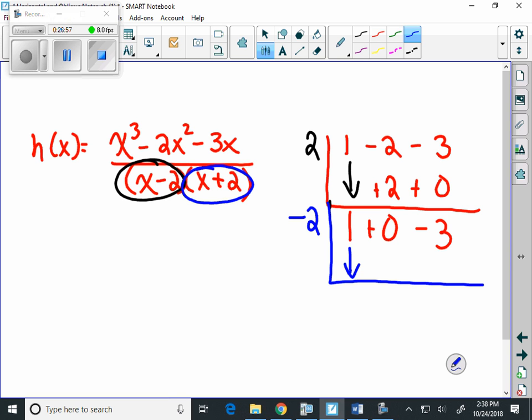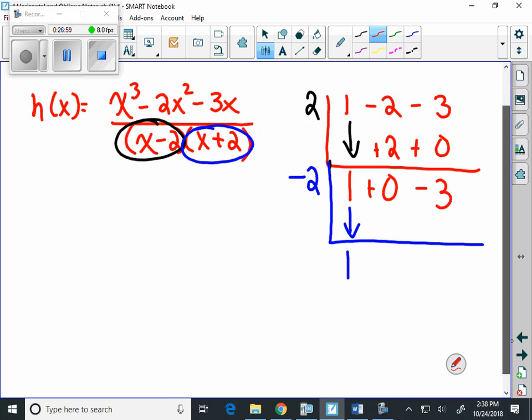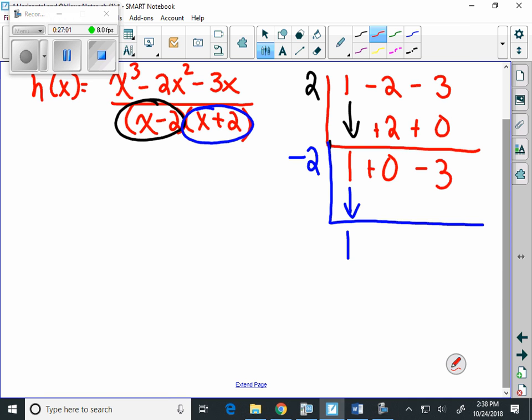Carry down the 1, and now we're going to divide. Negative 2 times 1, sorry, when we're dividing, we're multiplying. Negative 2 times 1 is negative 2. 0 minus 2 is negative 2. Negative 2 times negative 2 is positive 4. Negative 3 plus 4 is 1.